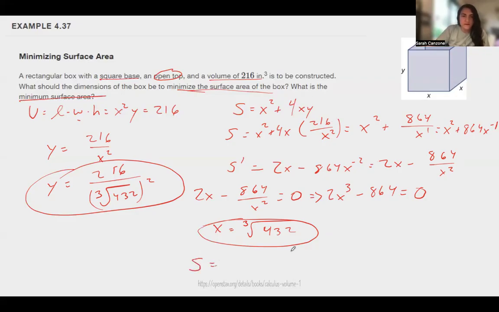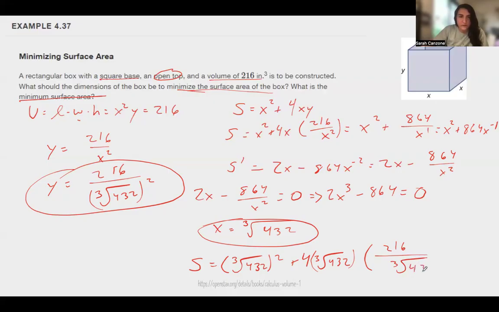So the surface area is x squared, which is this, so that's the cube root of 432 squared, plus 4x, which again is the cube root of 432, times y, which is this right here. That's 216 over the cube root of 432 squared. And that's a really ugly answer, but that just is your answer.